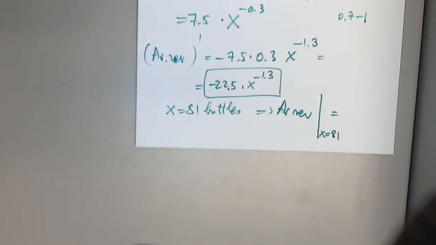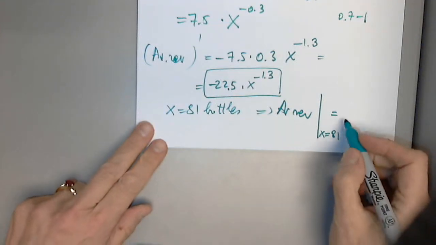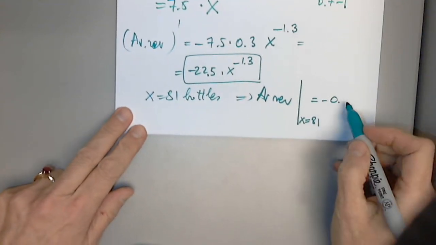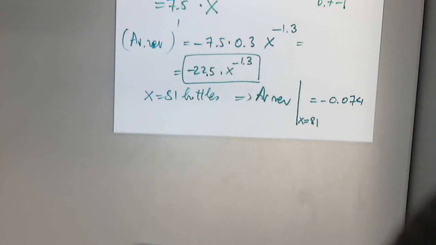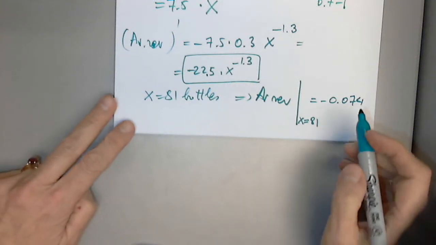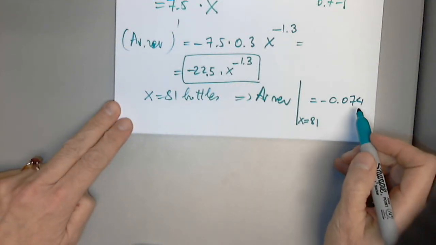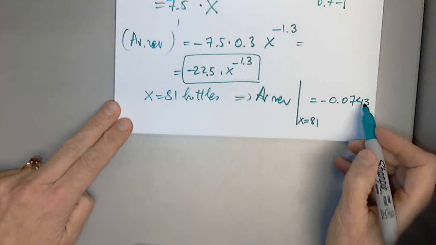Negative 2.25 times, in parentheses, 81 raised to the power, in parentheses, negative 1.3. And I got negative 0.07. Do they say how many digits? No, they don't say. Four digits should be okay. Negative 0.0743.